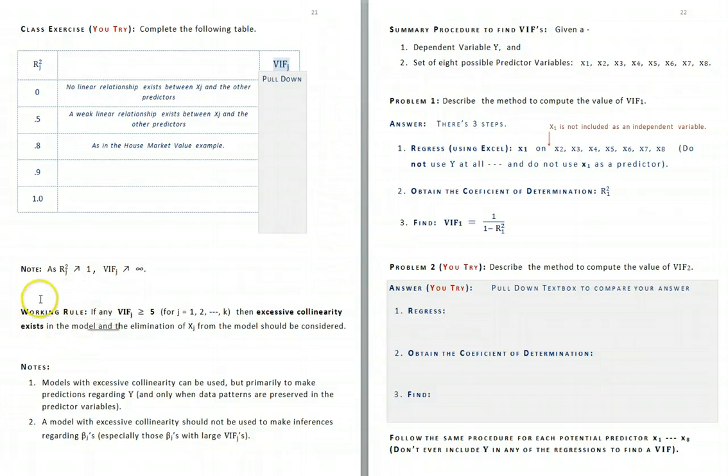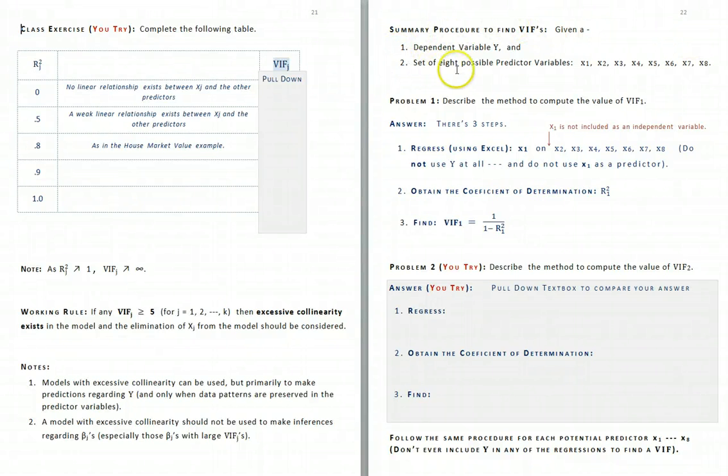We have a working rule that relates independent variables and variance inflation factors. It says, if a variance inflation factor associated with a particular independent variable is greater than or equal to 5, then excessive collinearity exists in the model, and the independent variable xj should be considered for elimination from the model. Now, whether the independent variable is eliminated or not depends upon how much r squared adjusted you would be giving up if you eliminated that xj.